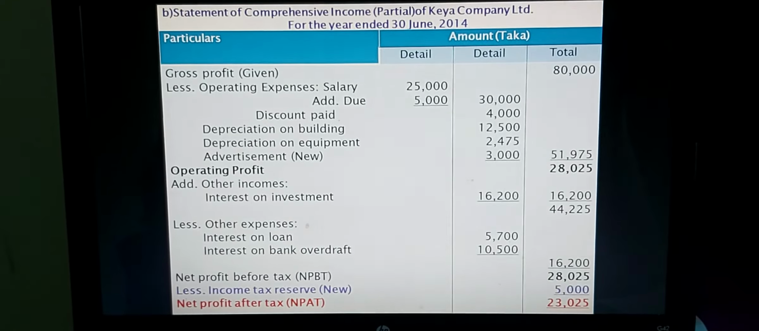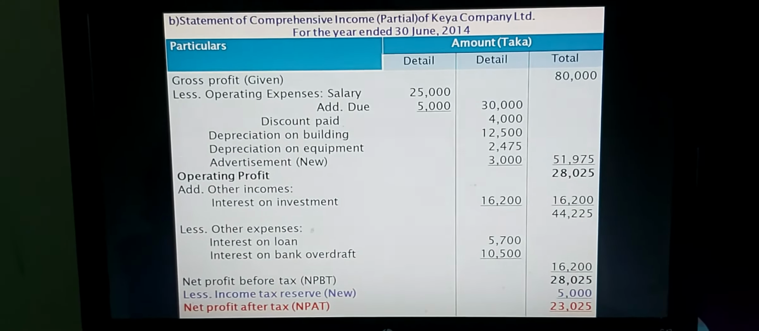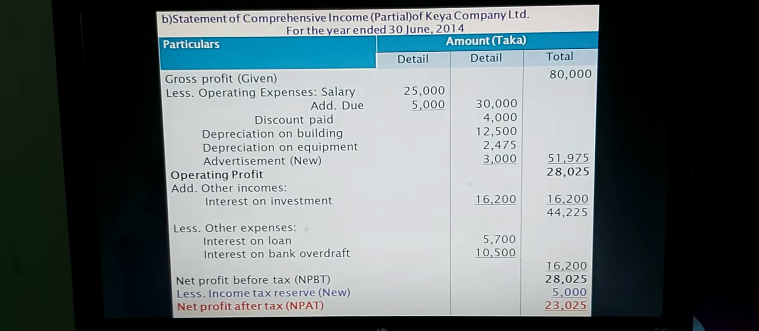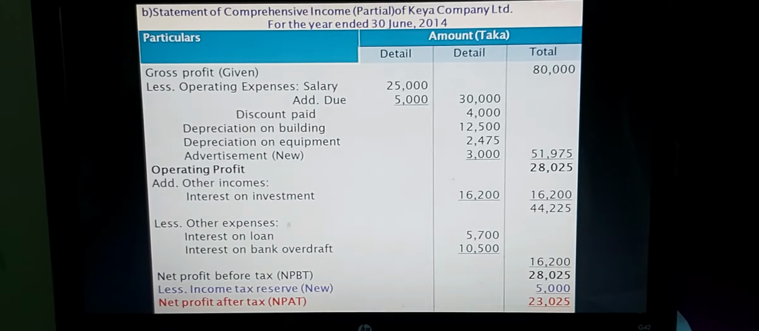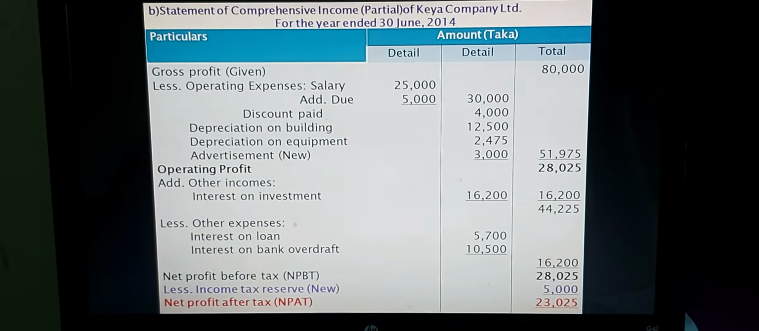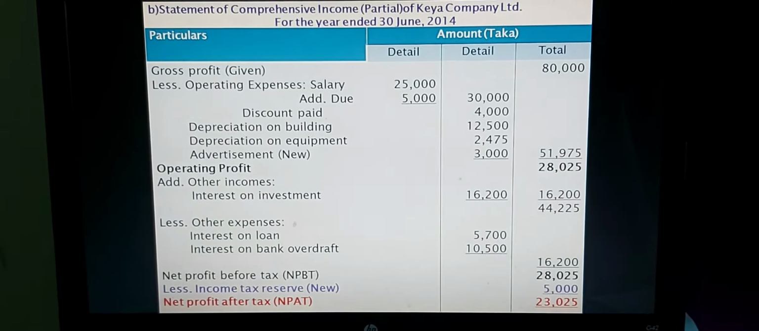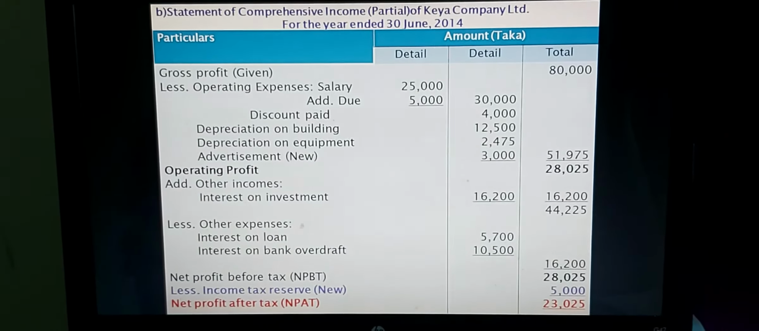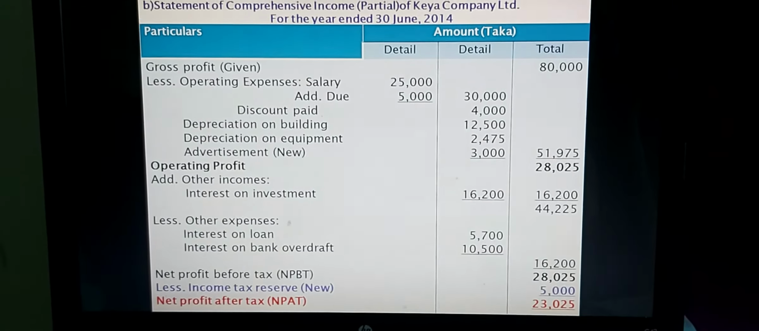Another two heads are available, other incomes available in this math. Investment interest, investment amount 81,000, that is 20%. Total amount of 16,200, at first in the middle column and then go to the outer column to be added with 28,025.